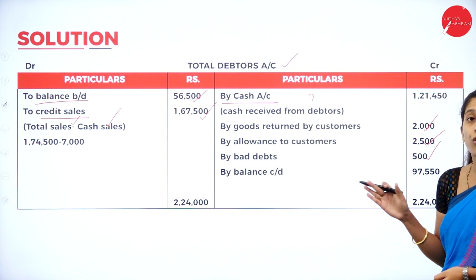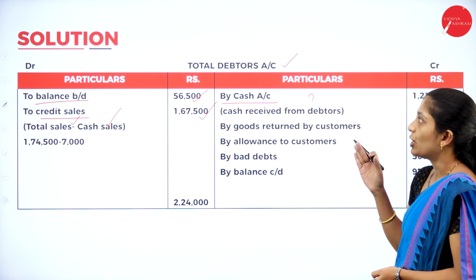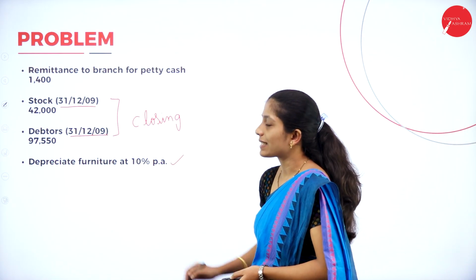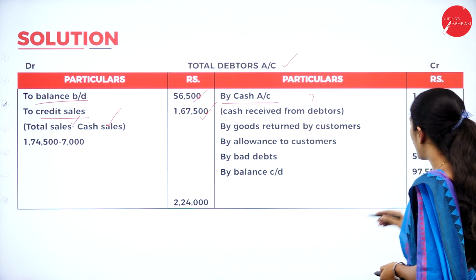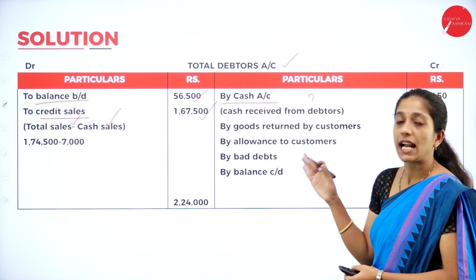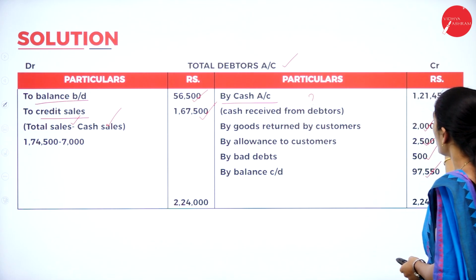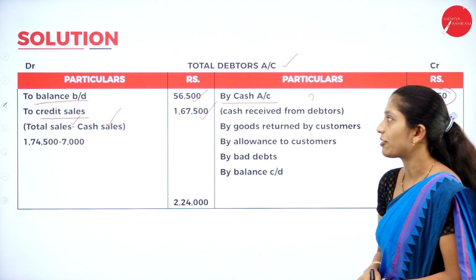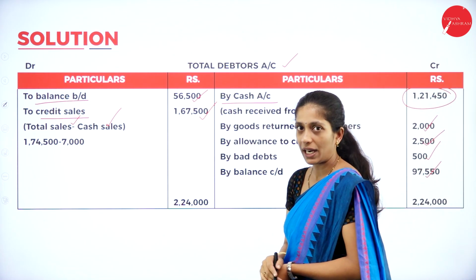And they have given the closing balance of debtors also. So what is the closing balance of debtors? Here they have given 97,550. So record that amount. Now what you have to do? We have to balance both sides, and the balancing figure will be what? That is cash received from debtors. That is by cash account, that is cash received from debtors.